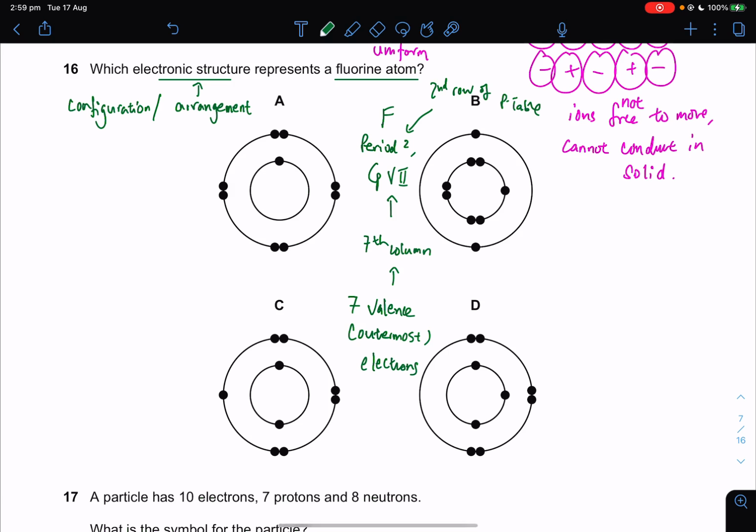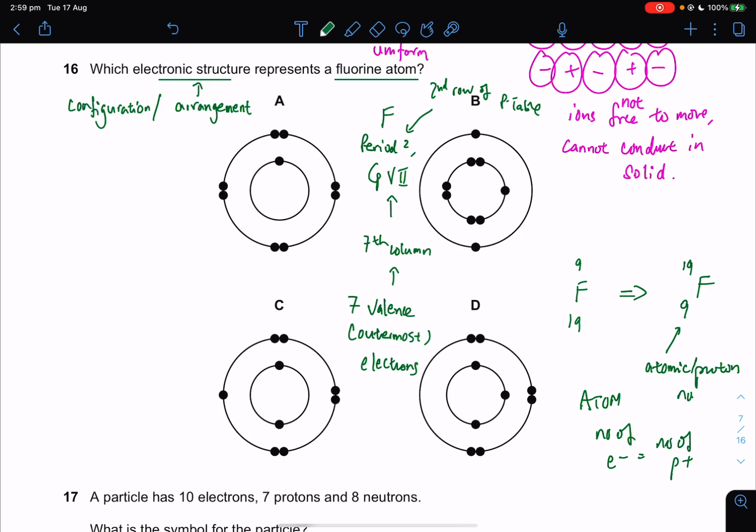So looking at fluorine in the periodic table, you will see 9 on top and 19 at the bottom. But that is how your periodic table gives it to you, whereas exams always show you the other way around, because this is the international standard. This is actually the atomic or proton number. As you know, the number of protons equals the number of electrons when you are talking about an atom, which this question is talking about.